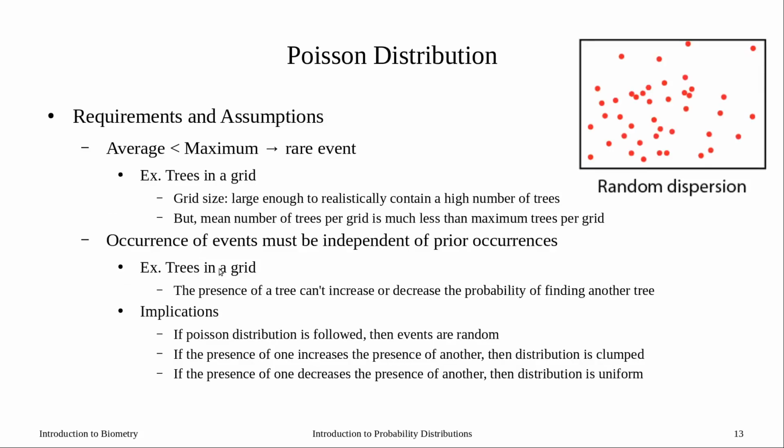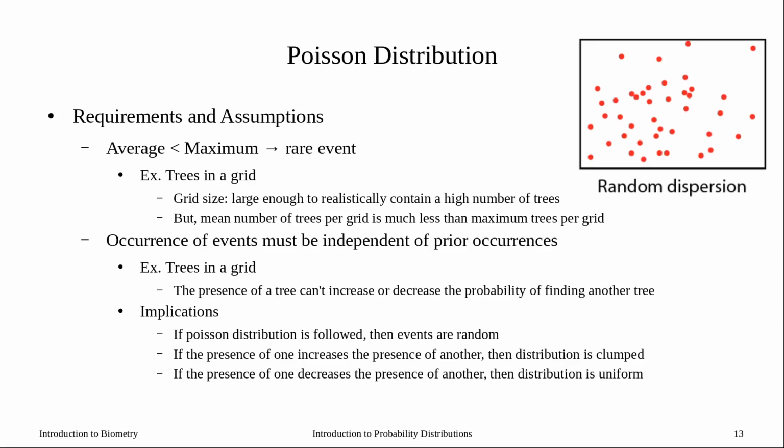So if our Poisson is measuring rare events, then our average has to be less than the maximum value that we can have, which by definition is rare. So if we consider trees in a grid, we put a grid down and we record how many trees are in the grid. Our grid has to be large enough to realistically contain a high number of trees. So we're not going to use a 1 meter by 1 meter grid to look at the spatial distribution of live oak trees. A 1 meter by 1 meter might not even contain an entire old tree. But we don't want the grid so large that we have basically zero variation.